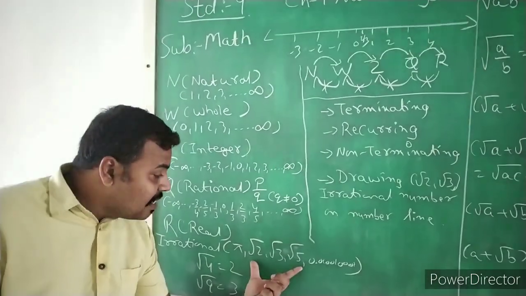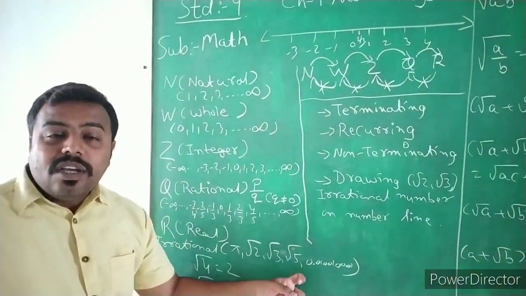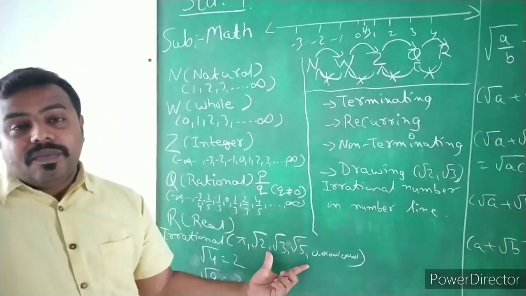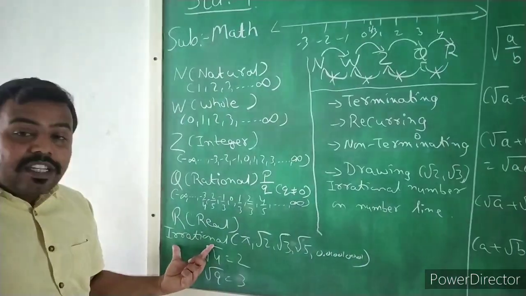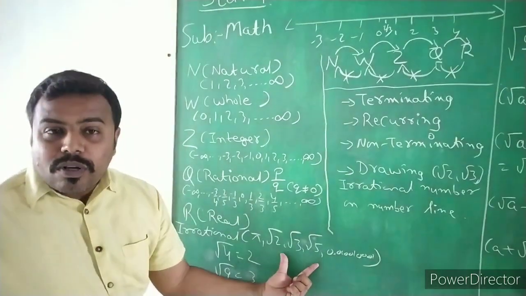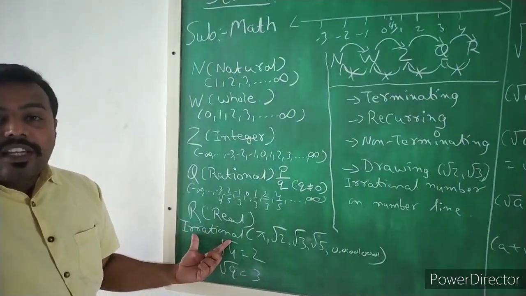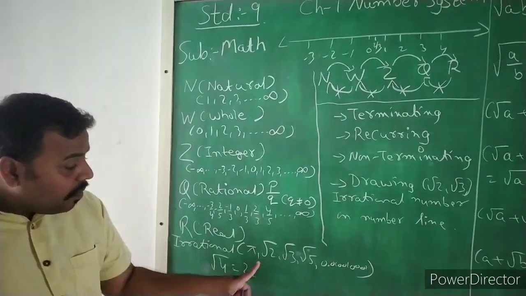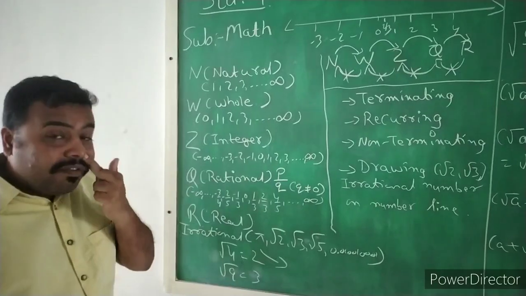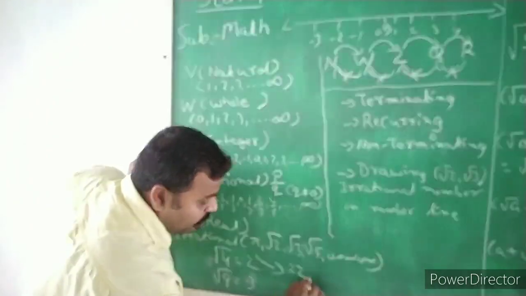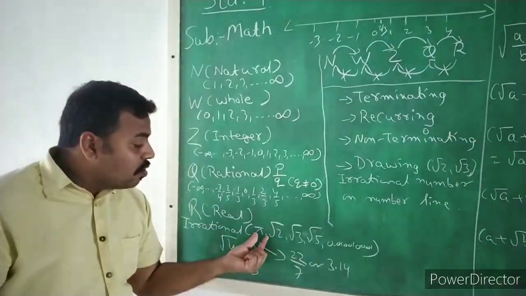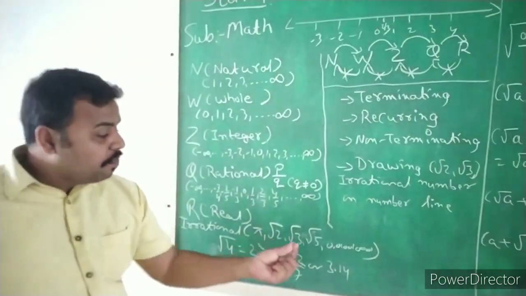But what if I take such numbers? Root 3, root 5, in which the square root of the number is not possible. So such numbers are called irrational numbers. Any number whose square root is not possible, such numbers are called irrational numbers. Also, pi, which is a constant, which you have used when solving word problems in standard 8, whose value is 22 by 7 or 3.14, is also an irrational number.